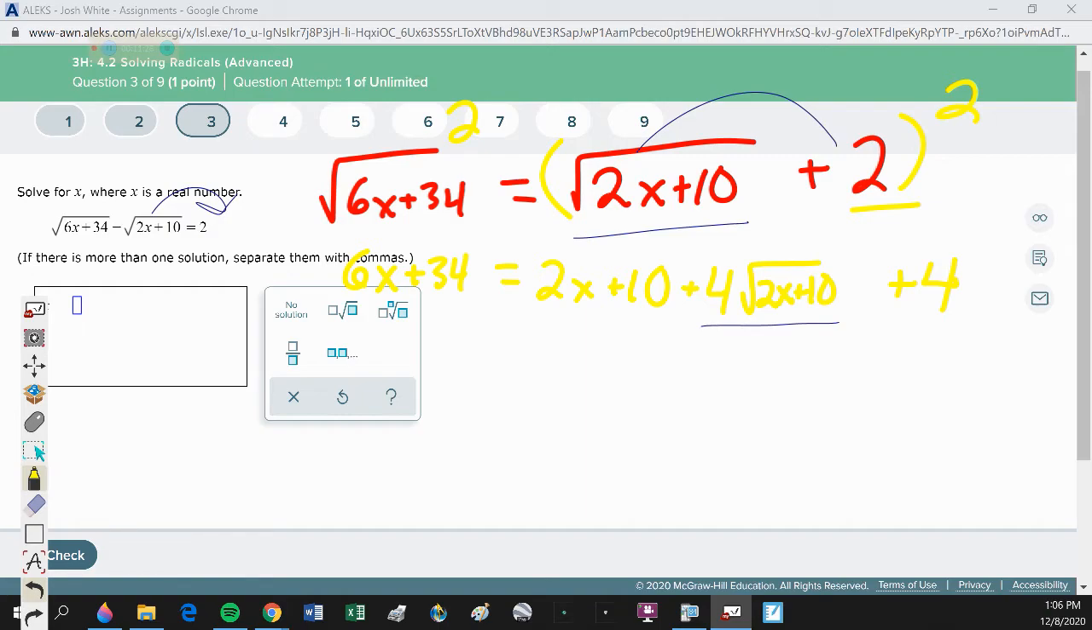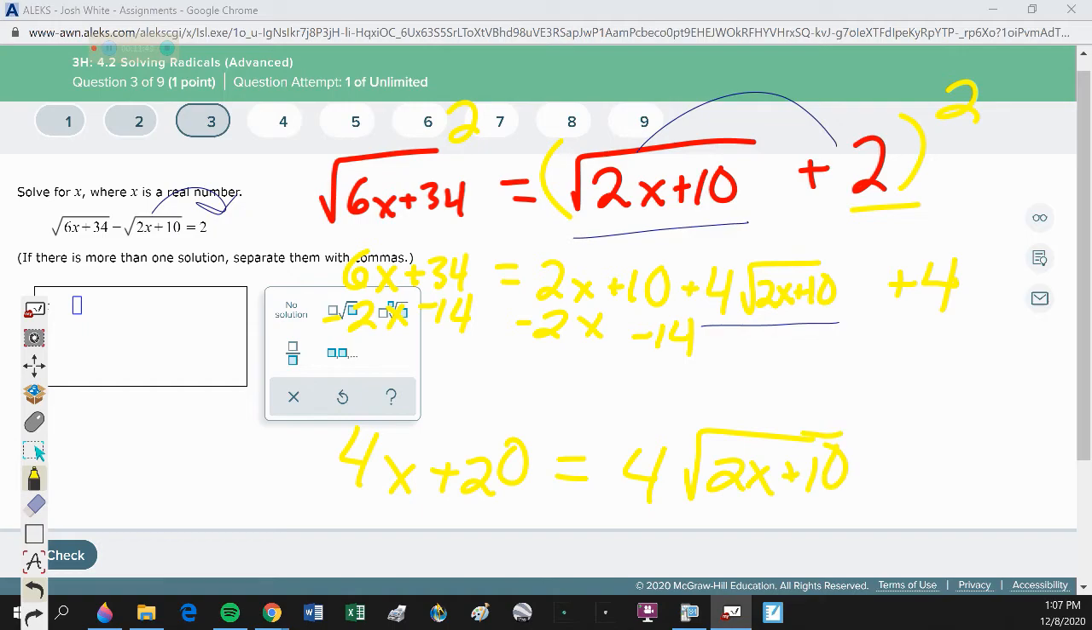Let's move everything except the square root to the left. So we will subtract 2x, and I get 4x. And over here I have a total of 14. So I'm going to subtract 14. Can I divide by 4? Yes. In this case I can, and I'll show you what you do if you don't want to. So divide by 4. On the left side I get x plus 5. On the right side I get the square root of 2x plus 10. Now what? Square both sides.